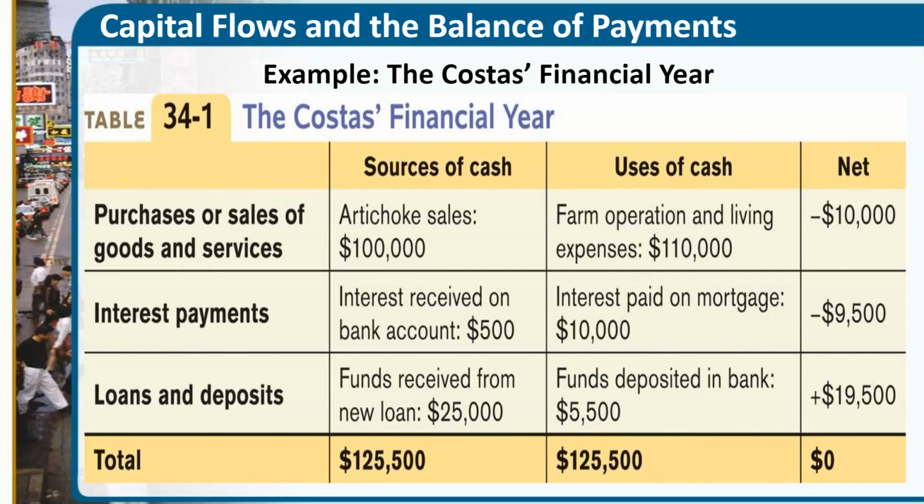Now, where do they spend this money? Well, the farm operation and living expenses we can see is 110. The interest paid on the mortgage about 10,000, and different funds deposited in the bank. They're taking that money and putting it in the bank. And again, the uses of cash balances out to 125.5, leaving a net of 0 because those payments, those accounts should balance. The idea of expenses and revenues should balance in that regard.